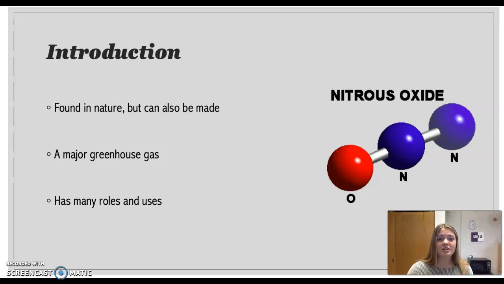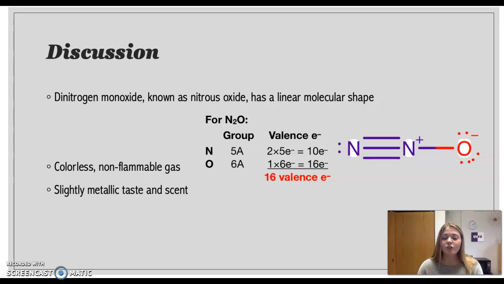Nitrous oxide can be seen as a 3D molecule to the right. Nitrous oxide is found in nature, but it can also be made. When a lot of these molecules come together, it creates a major greenhouse gas in our atmosphere. When it's not found in nature as a greenhouse gas, it has many other roles and uses, such as laughing gas.